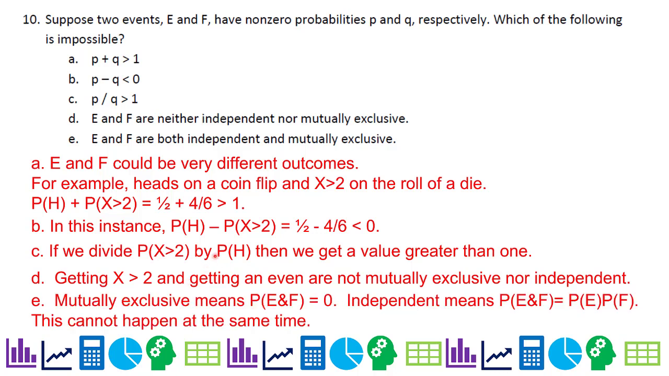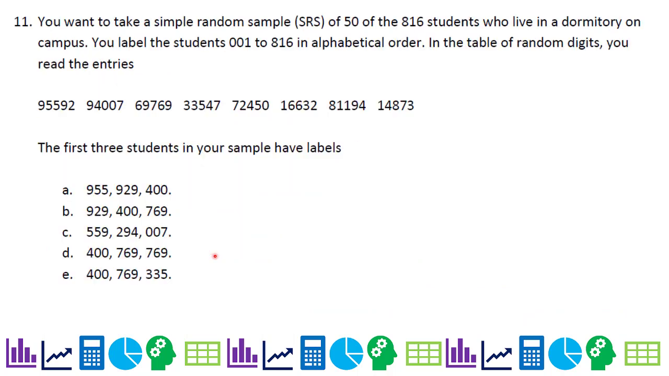Now, mutually exclusive means the probability of E and F occurring at the same time is 0. Independent means the probability of E and F equals probability of E times probability of F. Well, since both E and F are non-zero probabilities, we're not going to get 0, so this cannot happen at the same time. So your correct answer is E. E and F cannot both be independent and mutually exclusive at the same time.